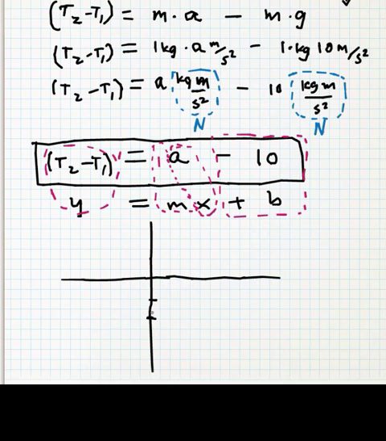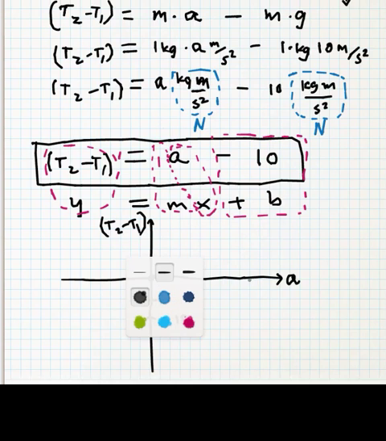So I know this is 0 obviously, so I know that my y-intercept is equal to negative 10 newtons. So let's call this negative 10 here, and the y-axis of course represents this quantity, t2 minus t1. That's the y-axis, and the x-axis represents the acceleration. This is acceleration. And what we see is that the slope is 1, so we know that we go over 1, up 1, and we can draw a line.